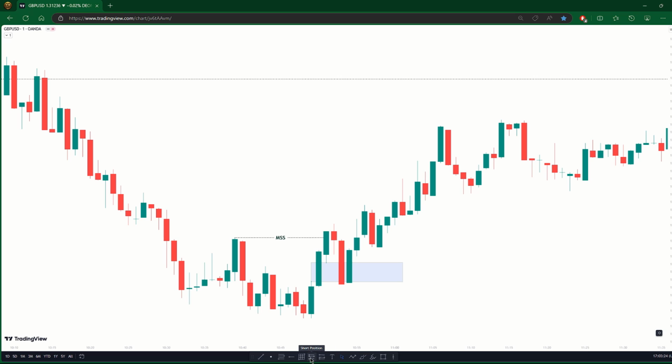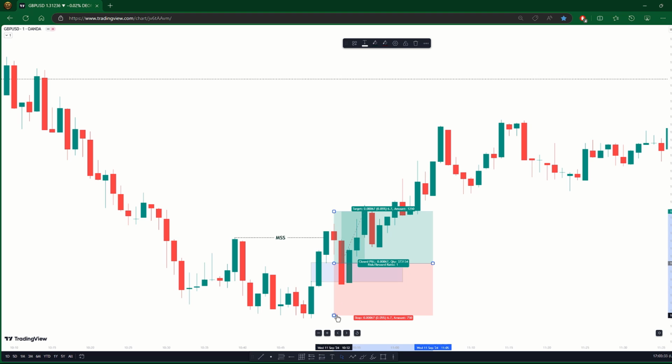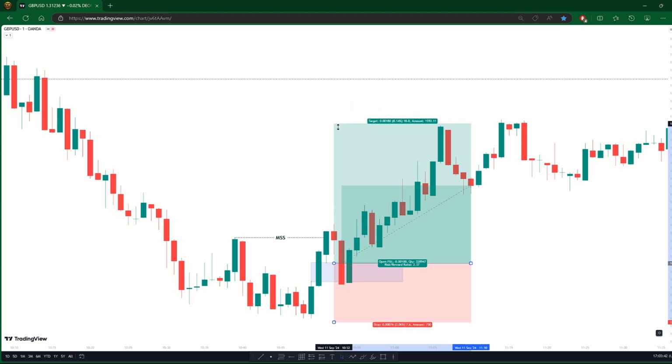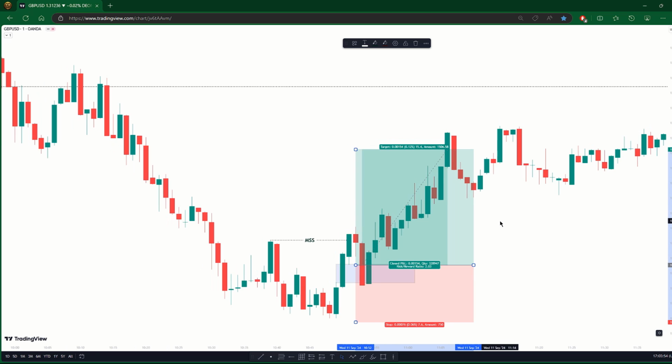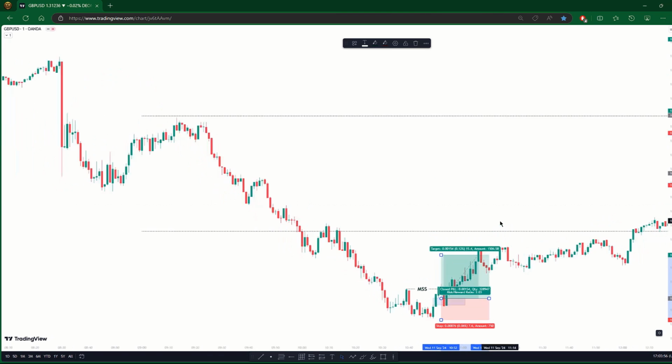So if you took this long here, you entered right there, right there into that fair value gap, your stop loss is supposed to be down there. Again, your first take profit is supposed to be a 1 to 2 risk to reward ratio. Right there, you take off some of the profits, guys. If you want, you even break even so that you don't lose anything as you go along.